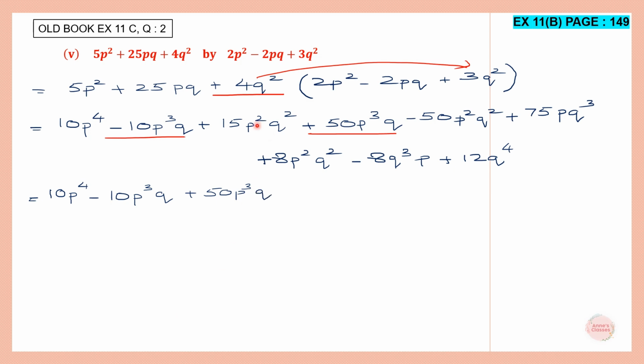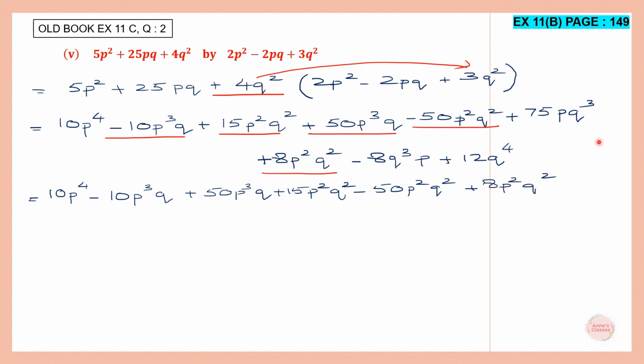Now the next one is p square q square. Do we have? Yes, here we have p square q square. Anywhere else? Here also we have p square q square. So let's first underline this one. Now again we have p square. Here also p square q square. So let's write all three down. Plus 15 p square q square minus 50 p square q square plus 8 p square q square.